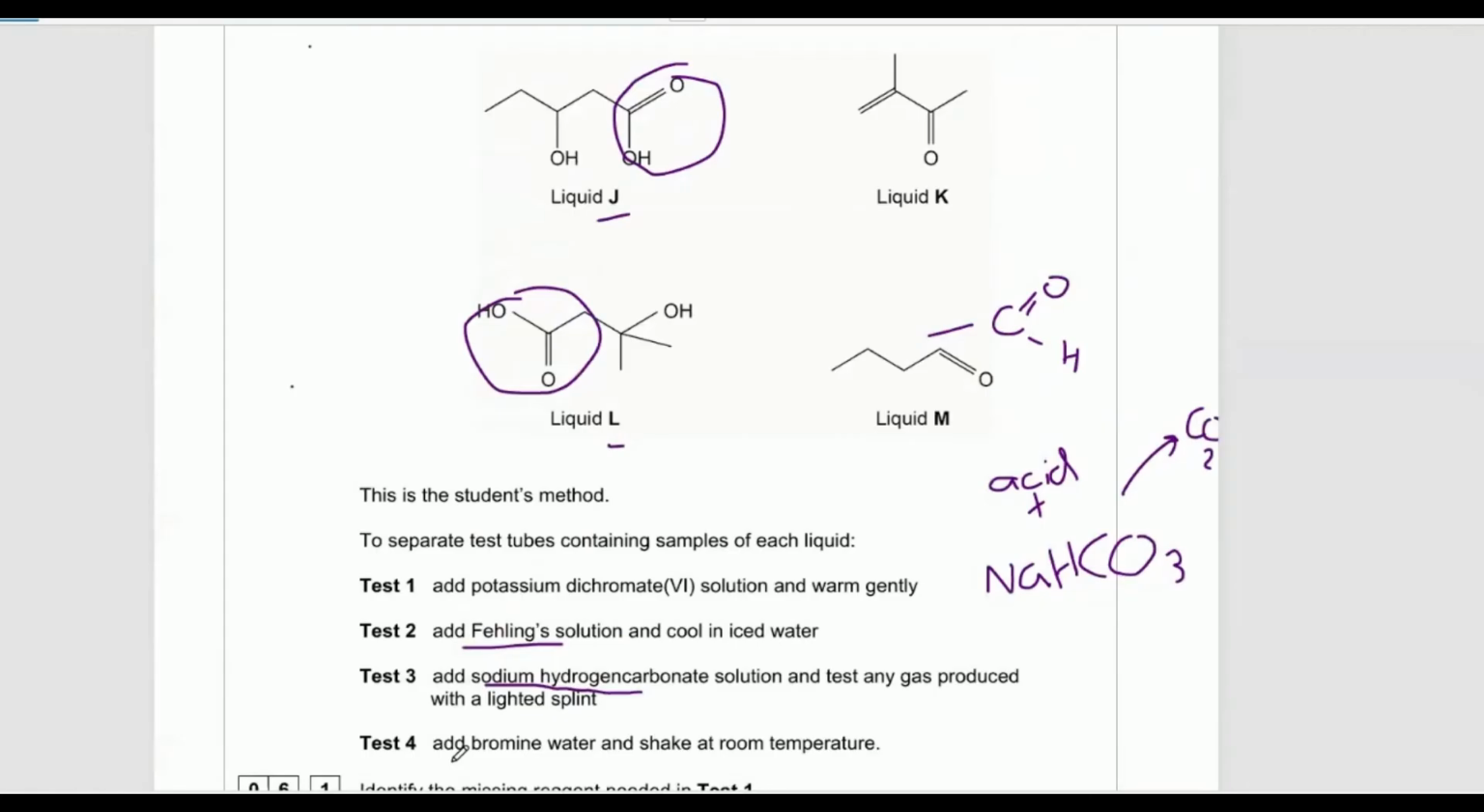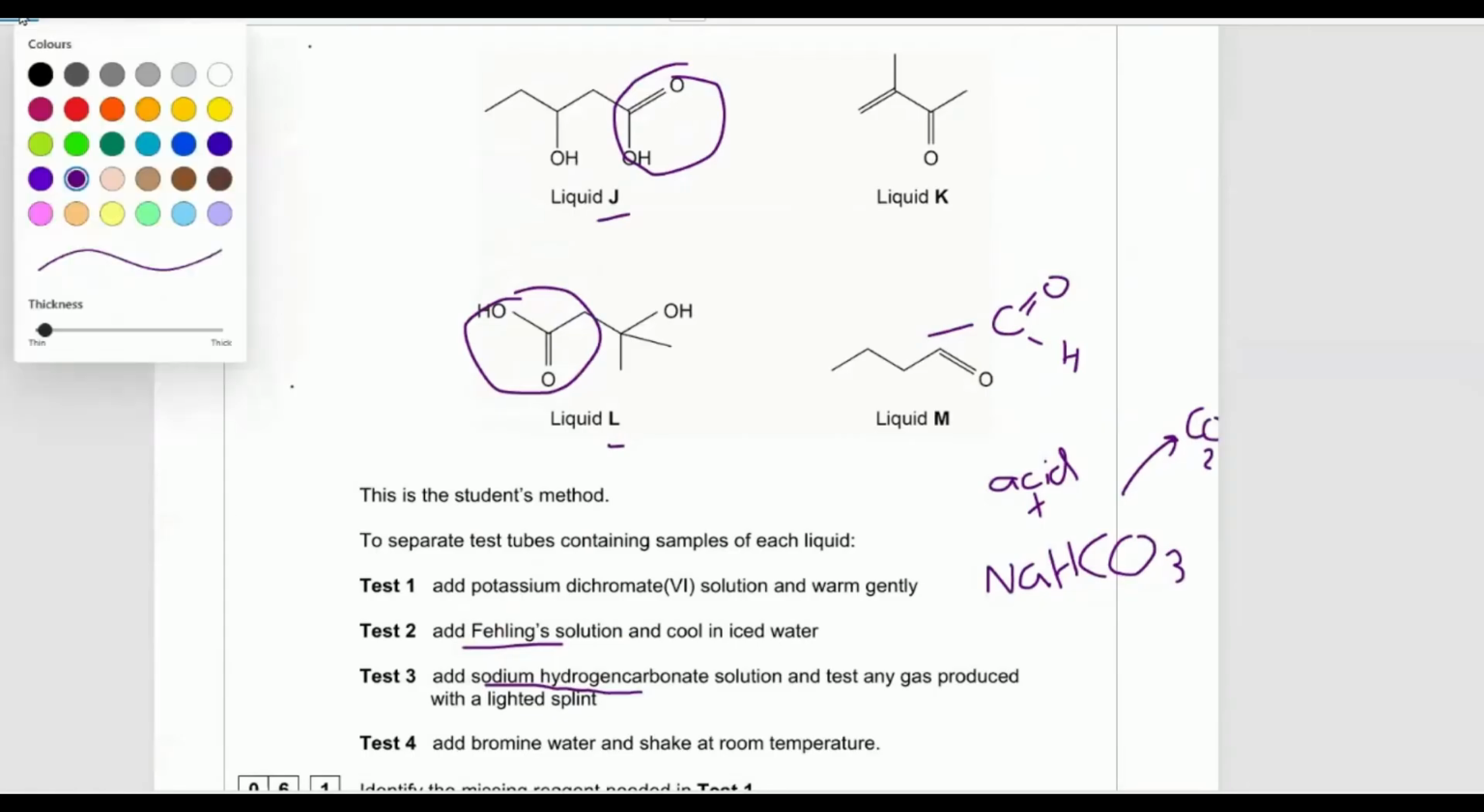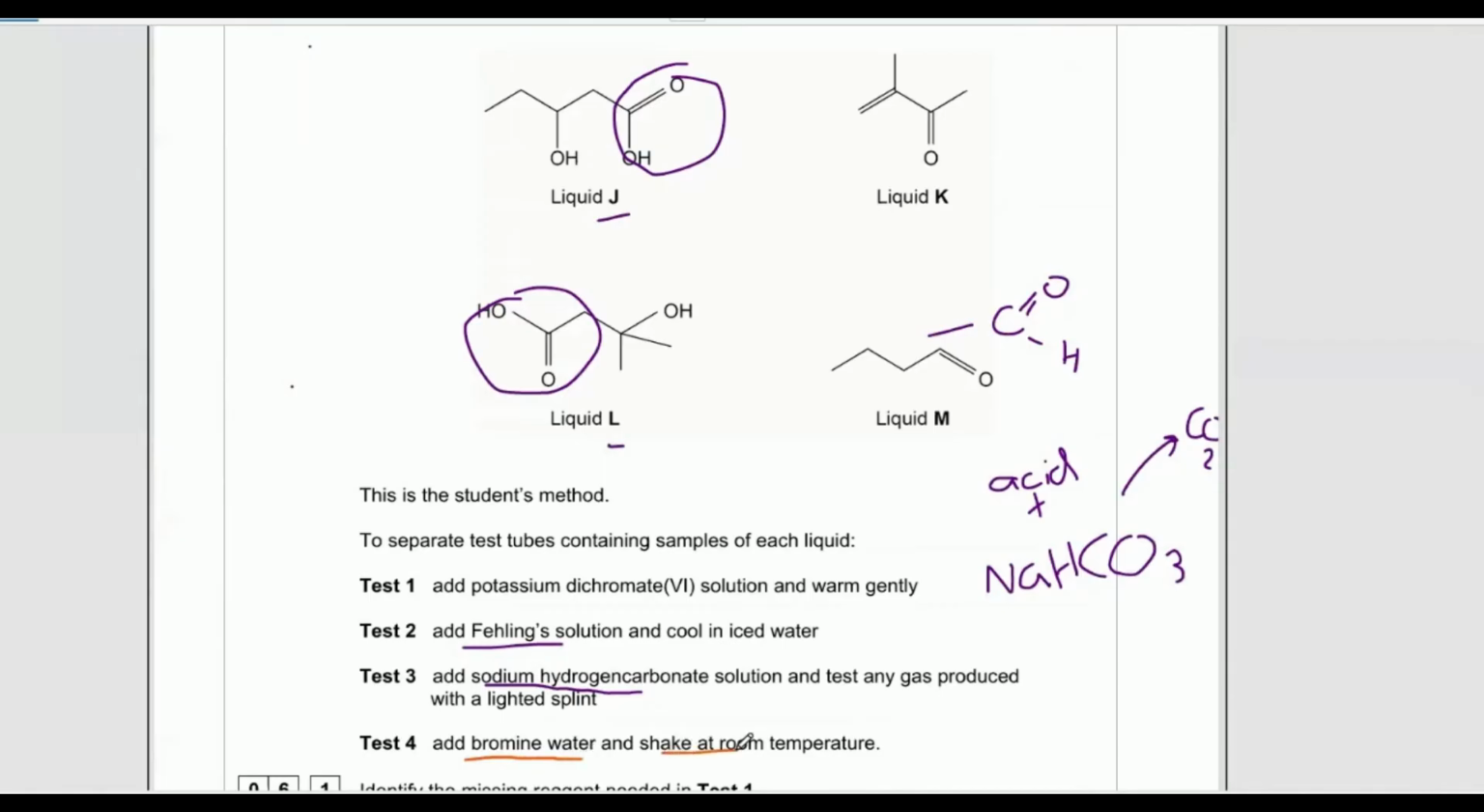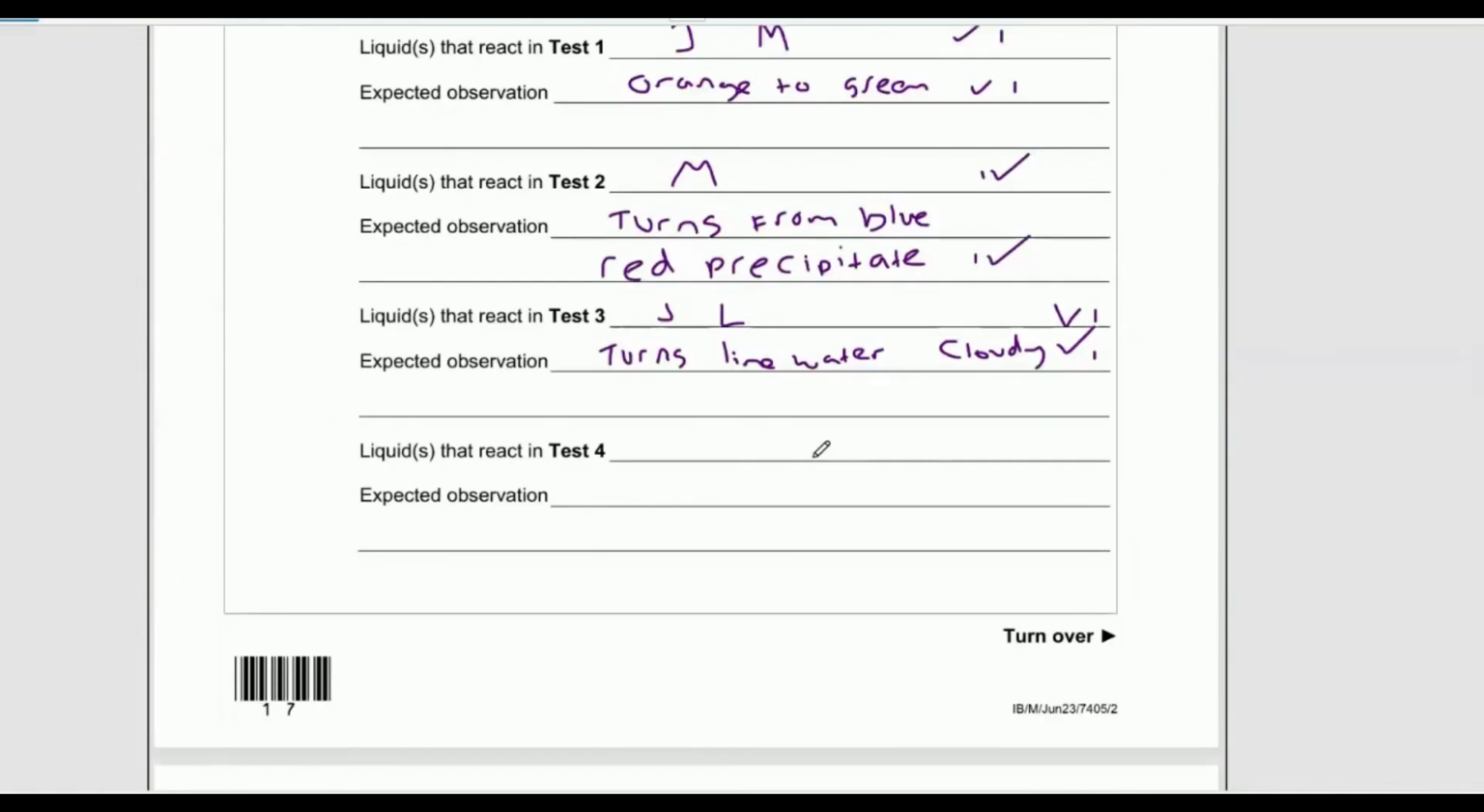Add bromine water and shake at room temperature. So hopefully you remember that from your basic alkanes and alkenes, bromine water is an orange solution and it tests for alkenes. It tests for that double bond. The Br2 adds across the double bond in electrophilic addition. And so we're looking for any double bonds on their own there. And there's only one with a double bond, and that's K. K had a double bond. So our expected observation is that it will go from orange to colorless.